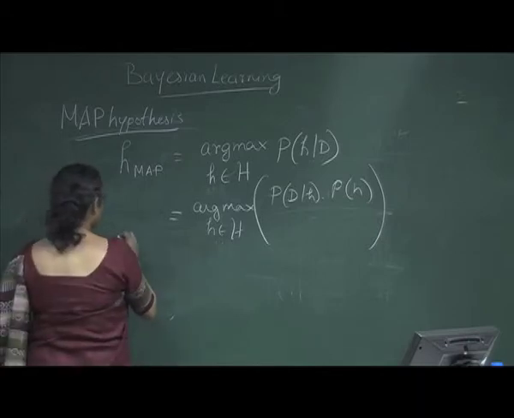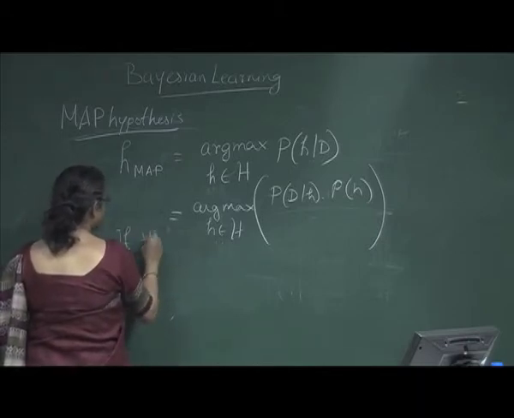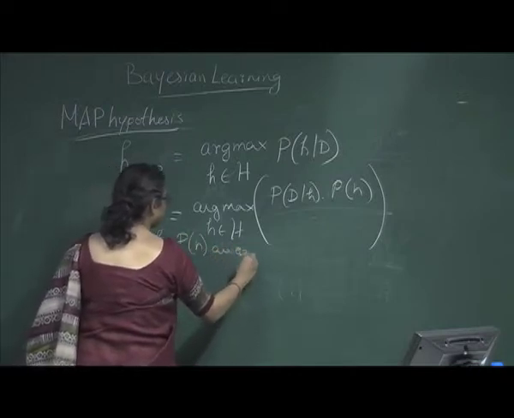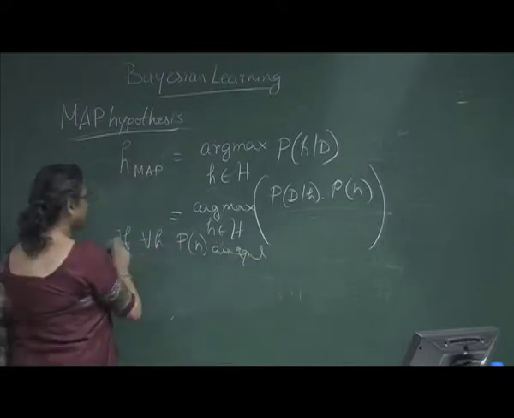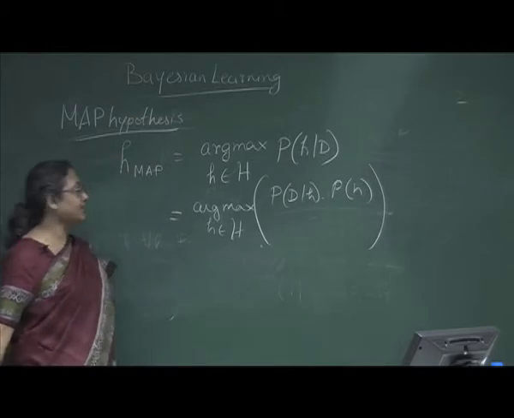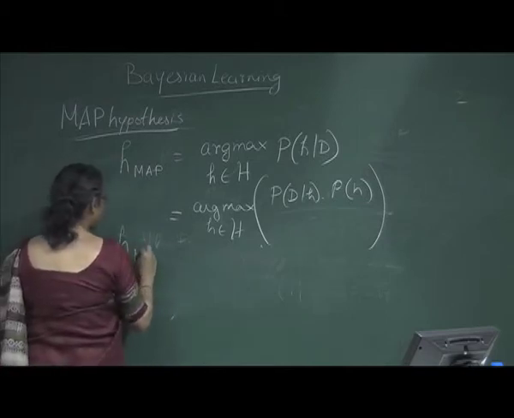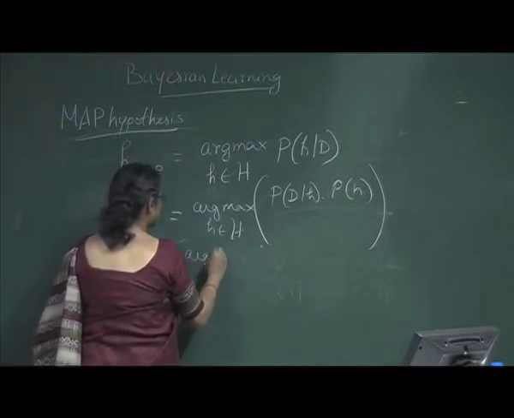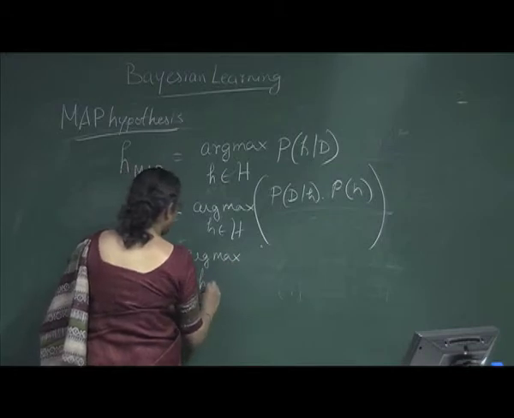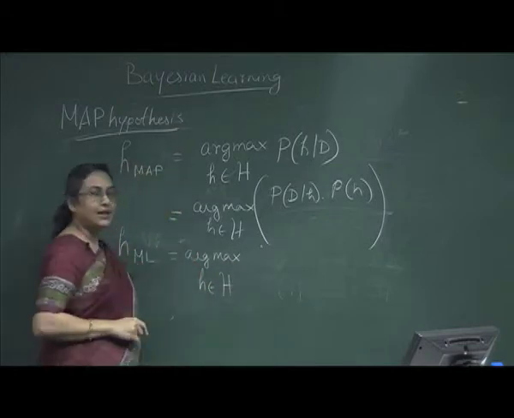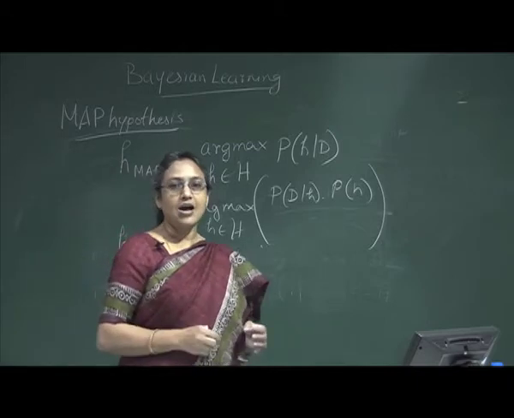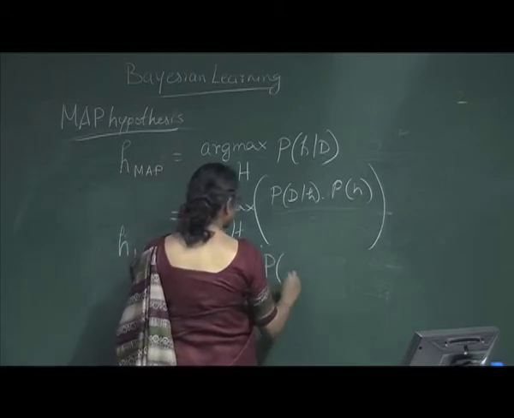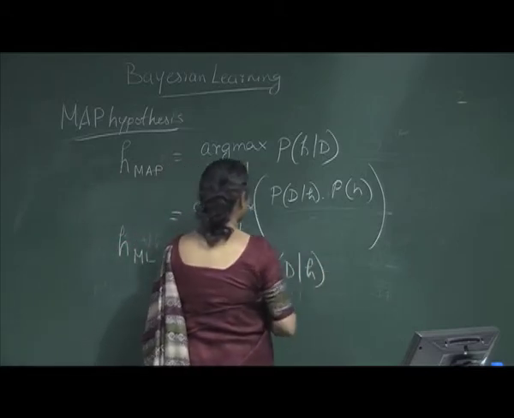Now, in the event that the prior probabilities for all hypotheses are equal, then you choose that hypothesis for which probability D given H is maximum. So, H_ML is the maximum likelihood hypothesis. It is applicable in those cases where the prior probability of all hypotheses are equal. That is, initially before you have any data, all the hypotheses are equally probable. In that case, you choose the hypothesis for which probability D given H is maximum.